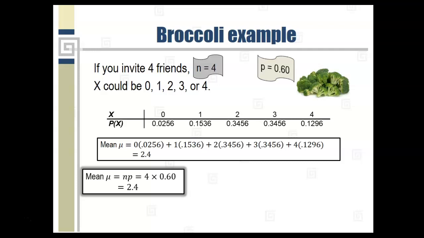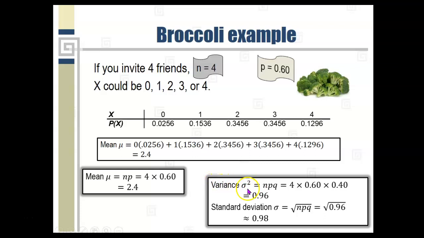And then for the variance and the standard deviation, we could do those the way we talked about in section 5.2, or since this is a binomial distribution, we can use the shortcut formulas. The variance would be n times p times q, so 4 times 0.60 times q, and q is 1 minus 0.60, which is 0.40. Multiply that out, you get 0.96. And the standard deviation then would be the square root of that number. The square root of 0.96 is approximately 0.98.